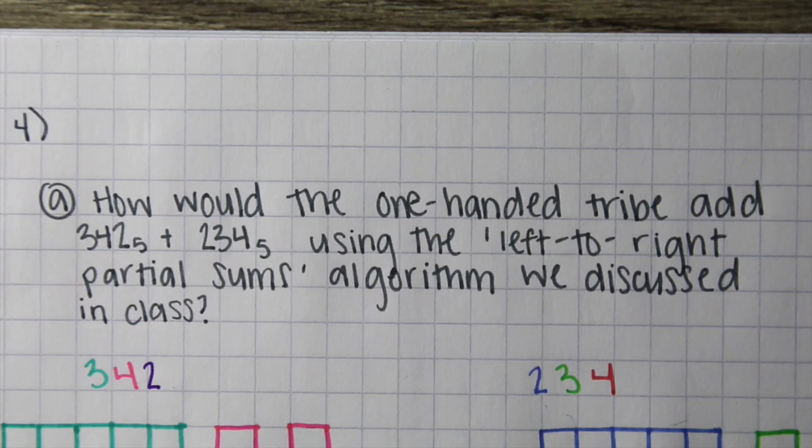So now we are getting into question 4, part A of the AMT. How would the one-handed tribe add 342 base 5 and 234 base 5 using the left to right partial sums algorithm we discussed in class? So let's jump in.